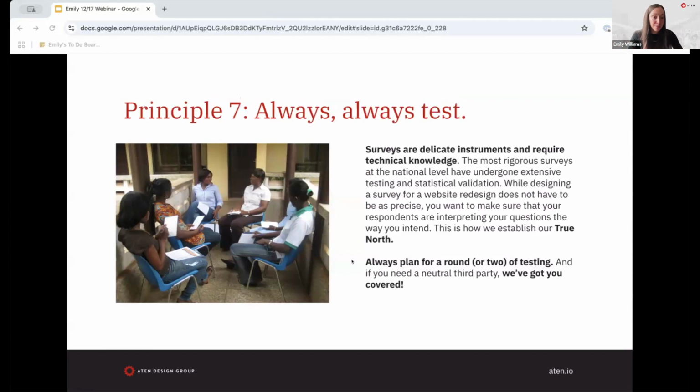And finally, the last principle I want to discuss is testing. So all of these other principles you can use to write questions. You can write a survey. You can be like, oh man, I'm so excited. I think I did everything right. I followed all these rules. You still want to test. And I can't emphasize this enough, testing is so incredibly important.